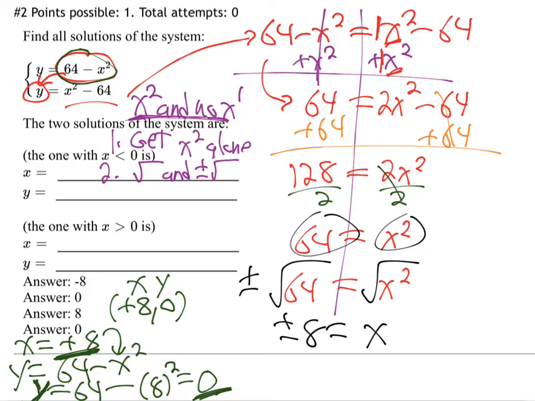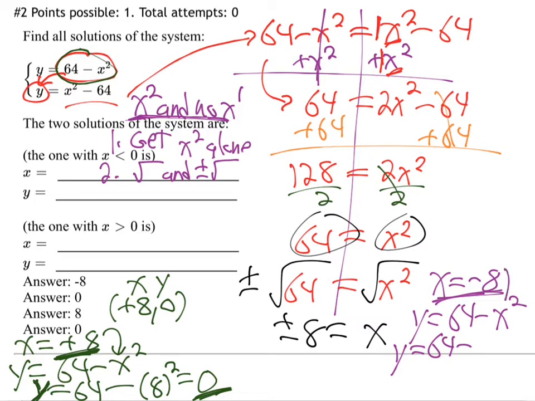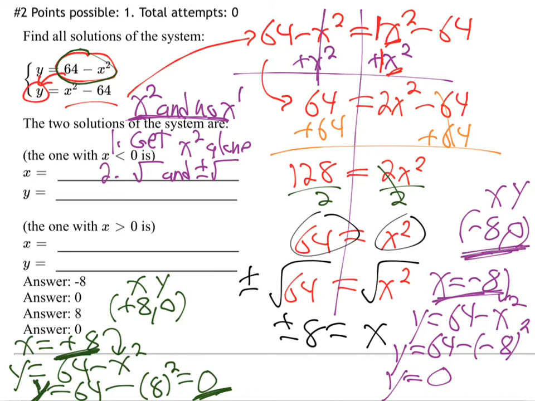And now let's do the same thing. I'll do it over here. X is negative 8. Going to plug into the same equation. Y equals 64 minus x squared. Y equals 64 minus. Now when you plug in, you got to put parentheses around it. So the whole negative 8 is squared. The whole x is squared. That's going to be 0 again, isn't it? It's going to be 64 minus 64. So that's the answer. Minus 8, 0. The x value of minus 8 led to the y value of 0. We got our two answers.